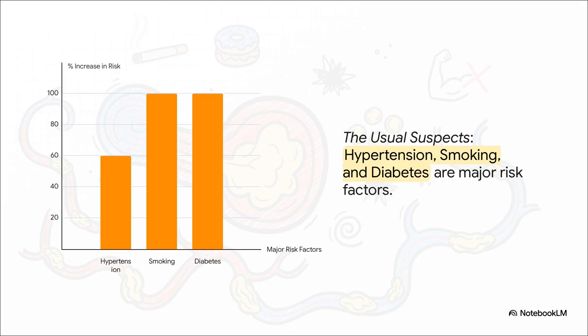First, you have hypertension, high BP. Look at that, a massive 60% jump in risk. Then there's smoking. It literally doubles your chances of dying from heart disease. And not to be left behind, diabetes. Also doubles the risk of a heart attack. These are the big three, the main bad guys.